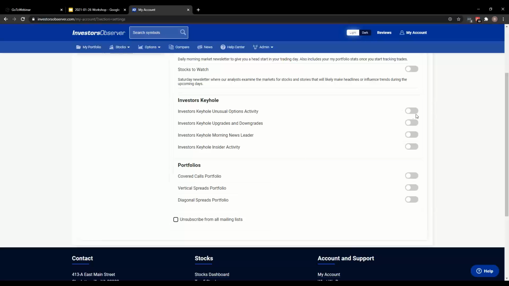So, if you're super interested in unusual options activity, you can turn that one on. Or if you're not interested in it, you can turn it off. Whatever you want to do there is fine. But yes, you can turn each one on or off, or turn them all on or off as you want.